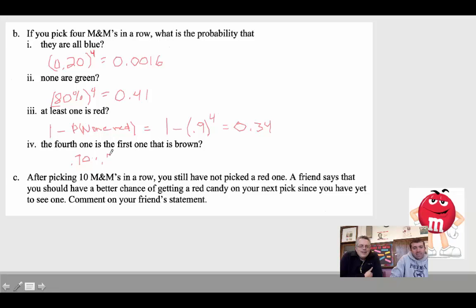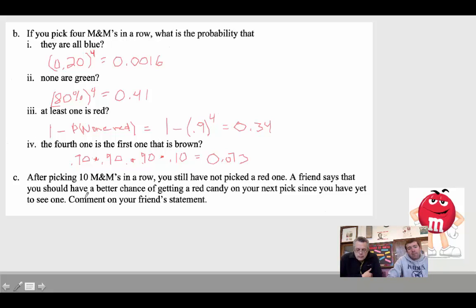0.9 times 0.9 times 0.9. Too many points. We'll make these bigger for the multiplication sign. Times 0.1. Okay, I get 0.0729. Oh, that's 0.073, or 7.3%.